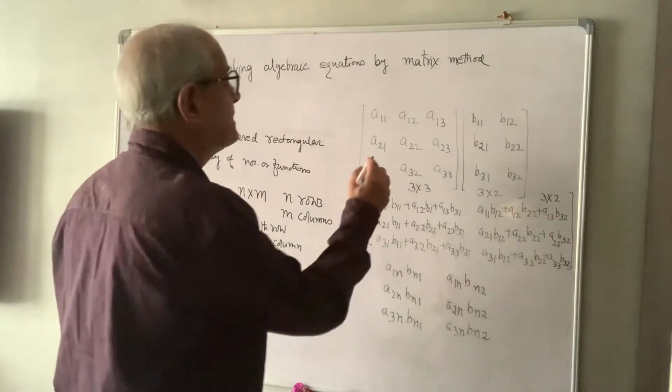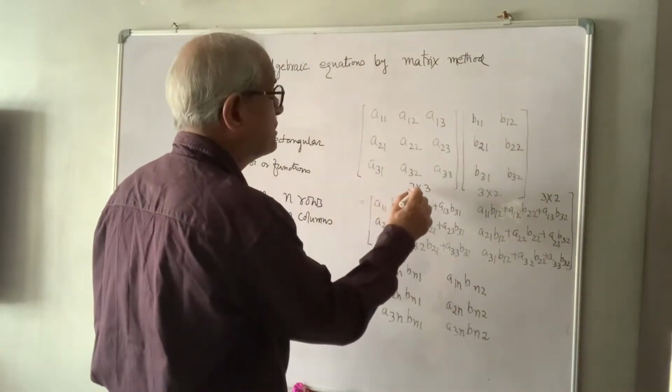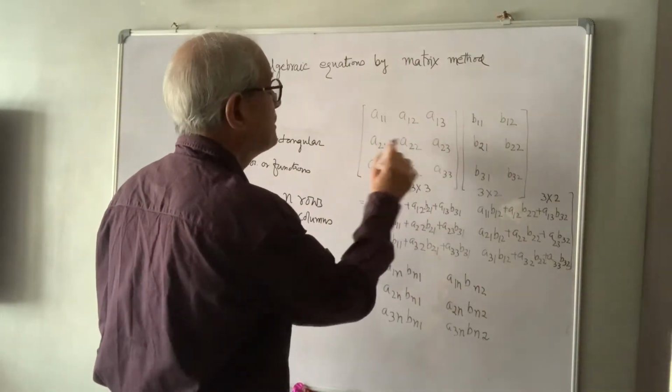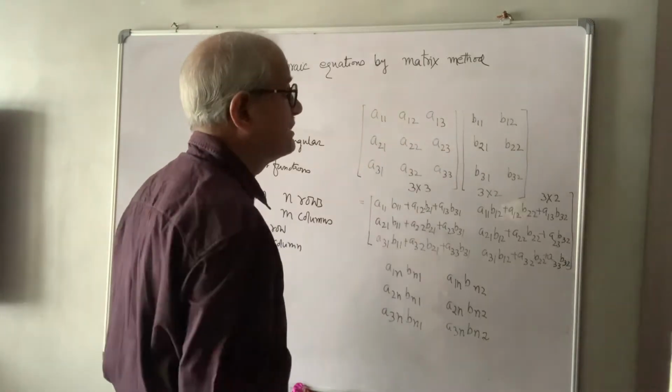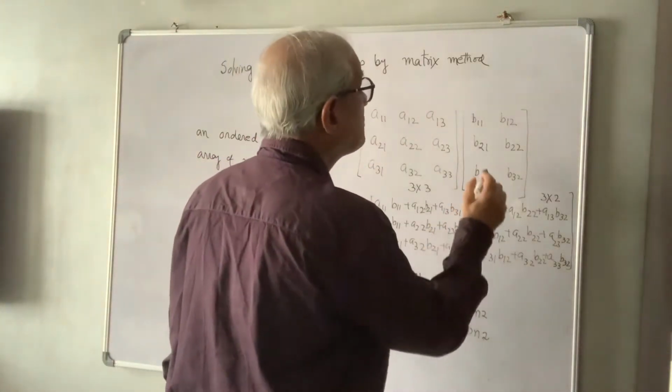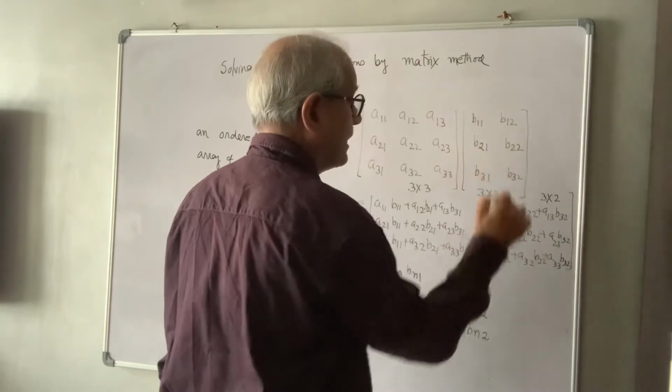Now we take a matrix. This is a 3 by 3 matrix, that is there are 3 rows and 3 columns, and this is a 3 by 2 matrix, 3 rows and 2 columns.